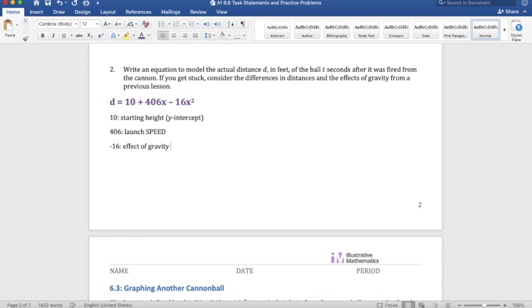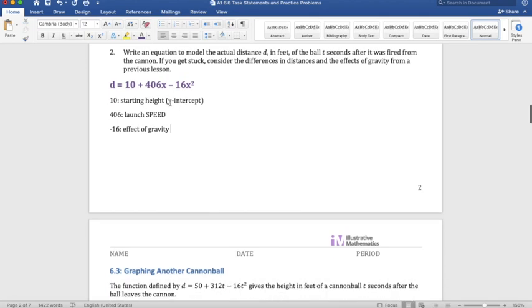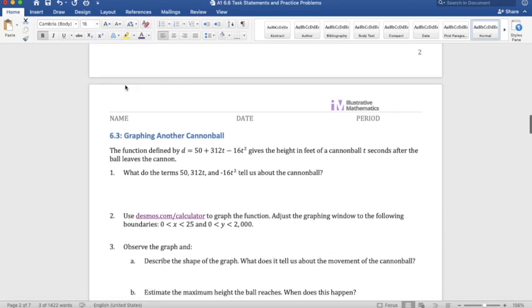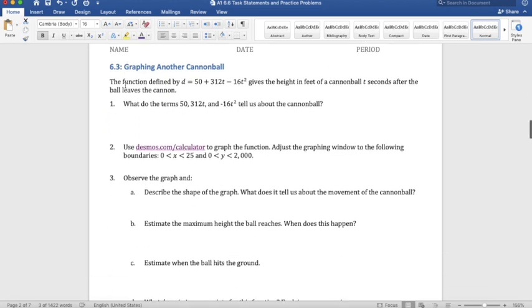If I wanted to get technical, if I wanted to be Mrs. Moreno, I would say that the acceleration due to gravity was 16 feet per second squared in the opposite direction of the launch. But I'm not going to do that to you. I guess I just did. Whatever. So basically, the negative 16 is gravity's effect. That's what gravity does to ruin our perfect linear line. All right? So we got one more problem to look at.